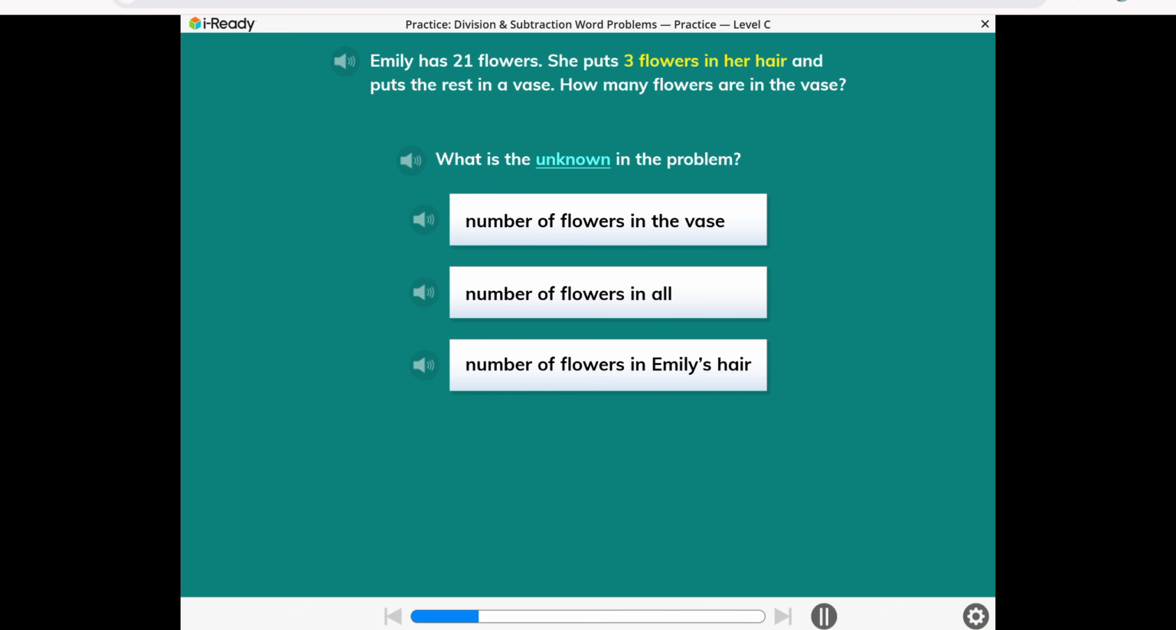You know Emily puts 3 flowers in her hair. What do you need to find? You need to find the number of flowers in the vase.